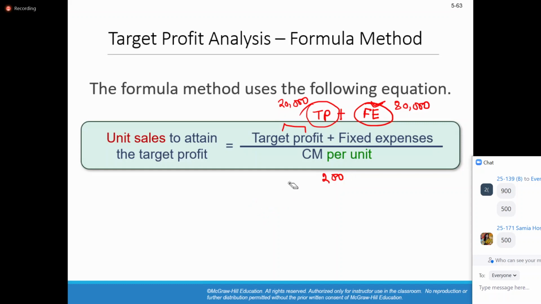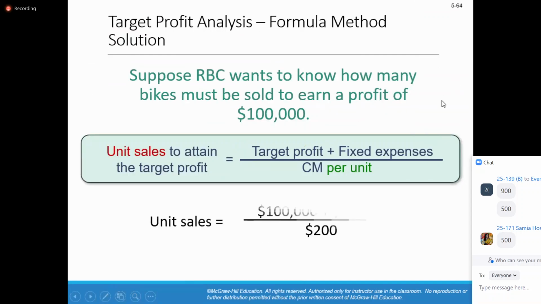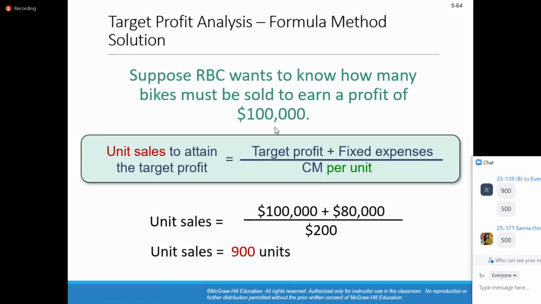Okay, so let's apply it to the given case here. The RBC management wants to have a profit of this amount. 100,000 is a big amount. In addition, you see that this is our target profit. What can we do? We add the fixed expenses of 80,000, and we divide the numerator by 200, and we will get unit sales equal to 900 units. That's the calculation we used in the previous slide.